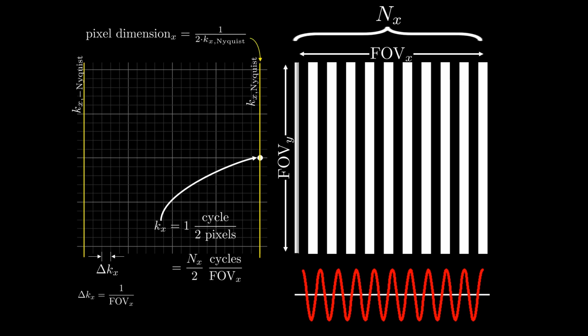Also, the size of your kSpace array, i.e. the locations of your Nyquist borders, dictate the image resolution or pixel size. Or again, the resolution you choose in your image dictates the size of your kSpace array. The same relationships hold for the y direction as well.